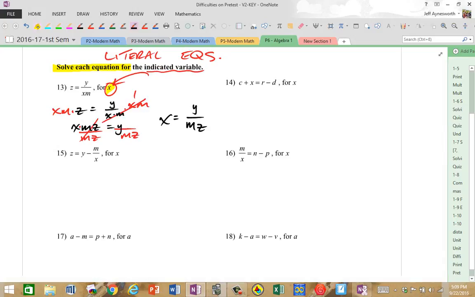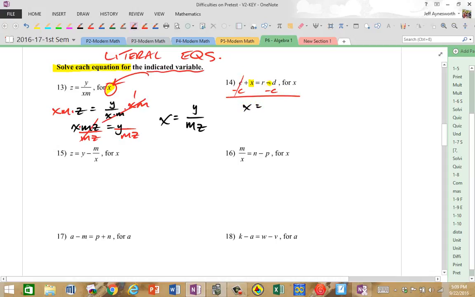Okay, on this one, here's x. We got to solve for x. And so what I think here is you got to cancel out the c. So I'm going to add the opposite. Opposite of c is negative c. These cancel out. And you get x is equal to r minus d minus c. R minus d, just read it, minus c. And they're all unlike. So you can't combine them and you're done. It's that simple.